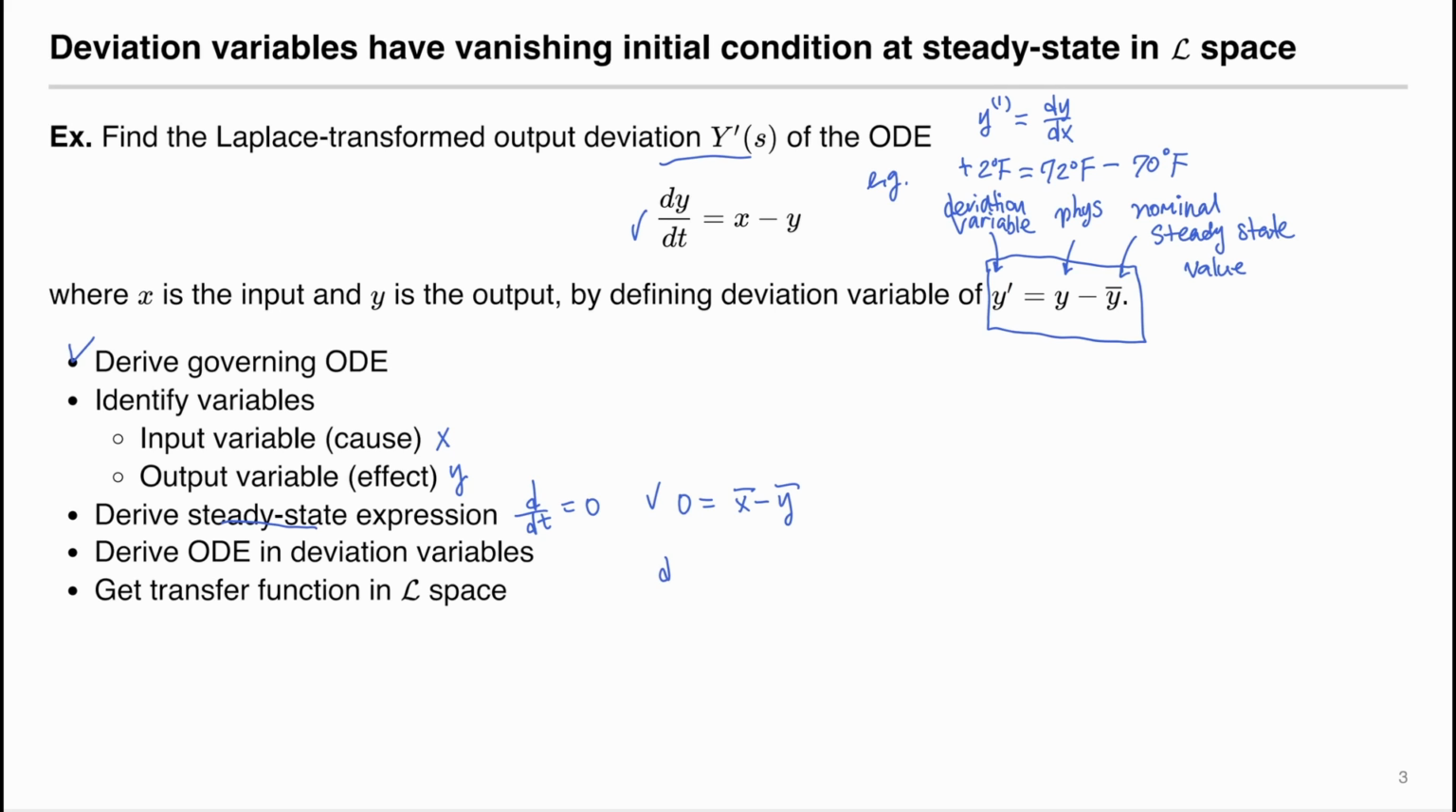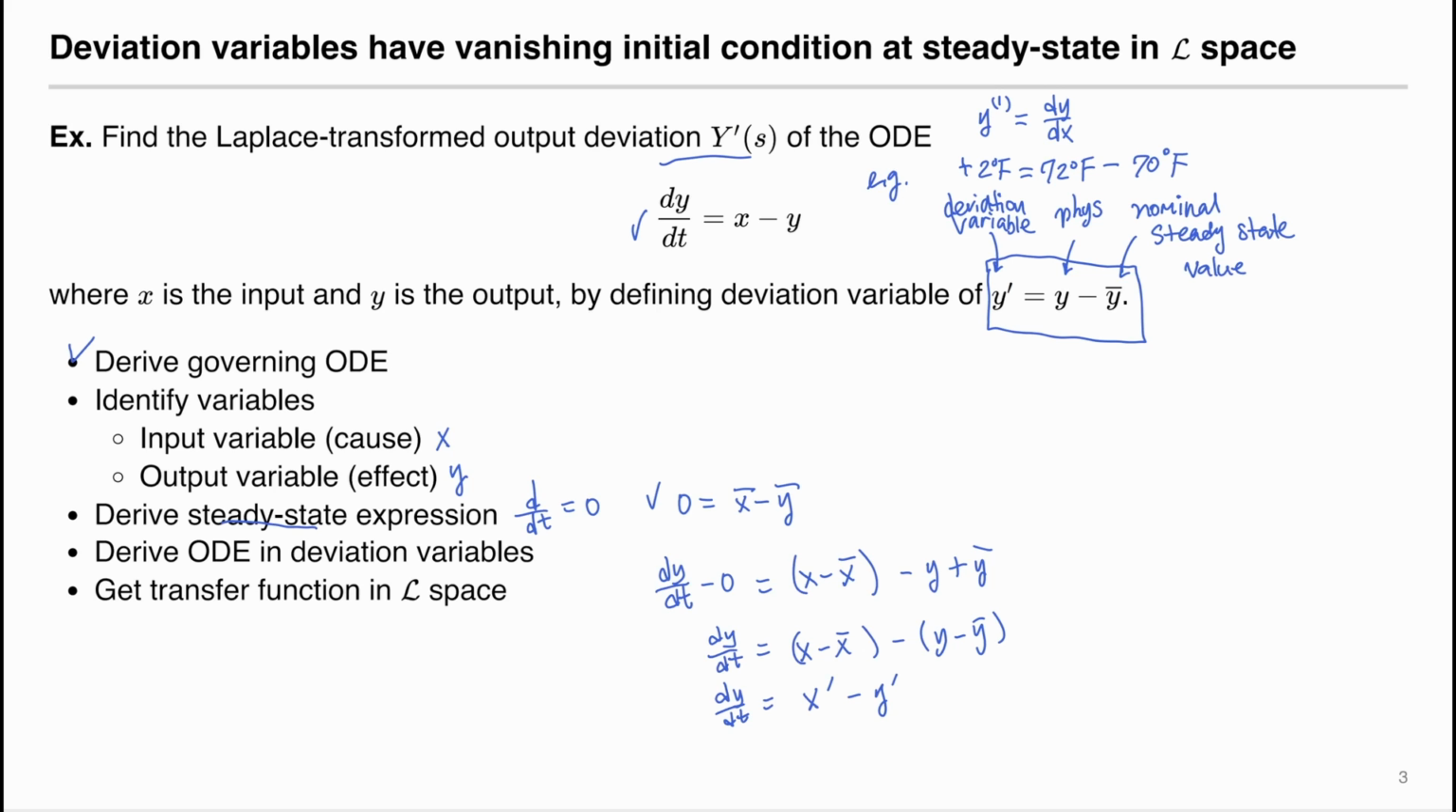So dy/dt minus 0 equals x minus x bar minus y minus y bar, to rearrange that. And x minus x bar is the deviation x prime, and then y minus y bar is deviation y prime.